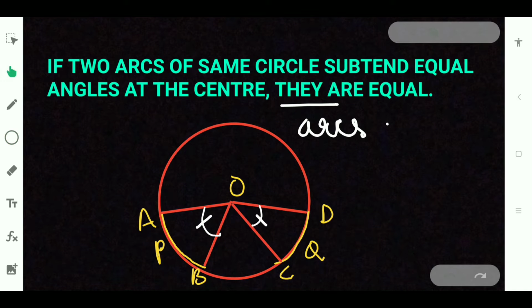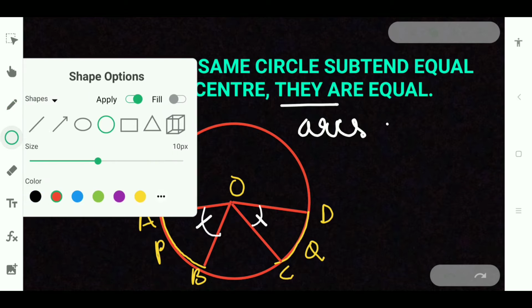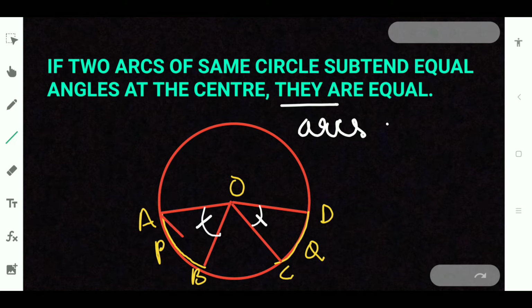Let us go to how to prove it. In a circle, let us take a circle like this. We have already drawn it, so let us go through this one. We have to prove that arc APB is equal to arc CQD. For that, we will be doing a small construction. Join AB and CD. Now we have two triangles.